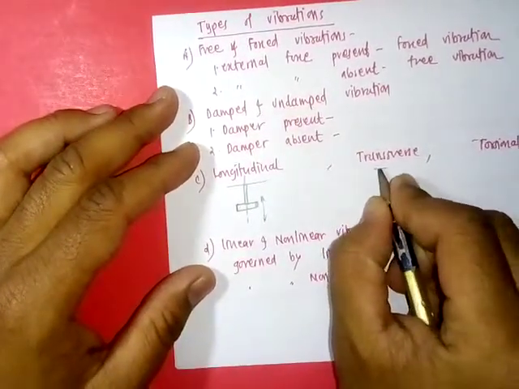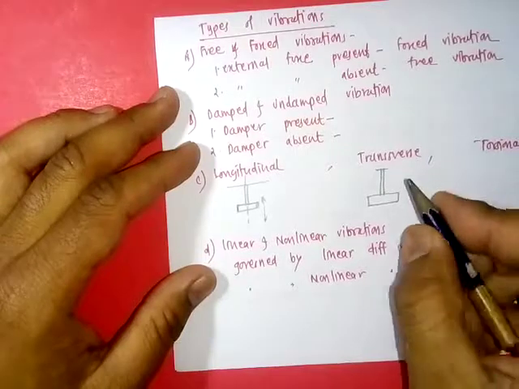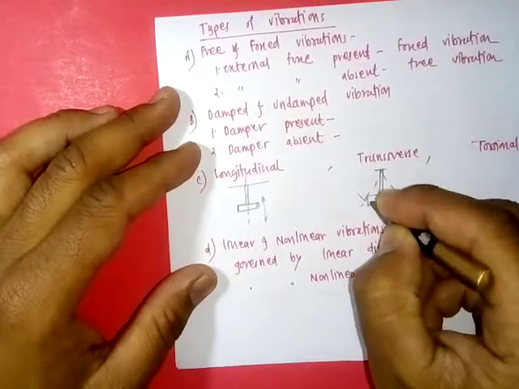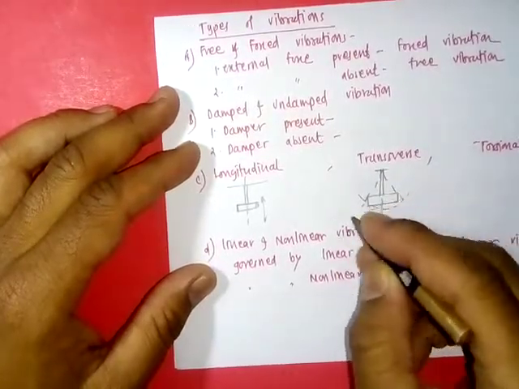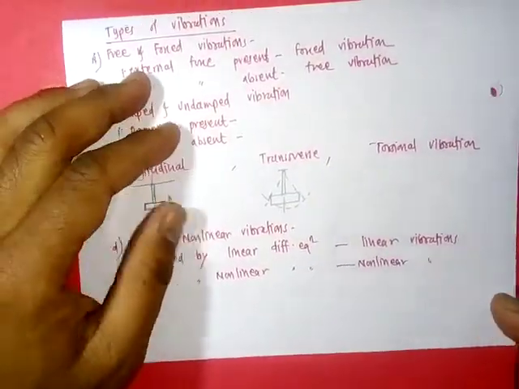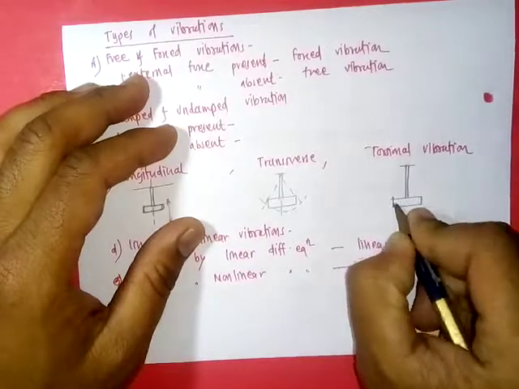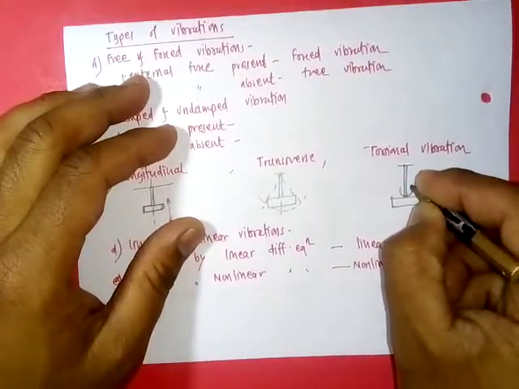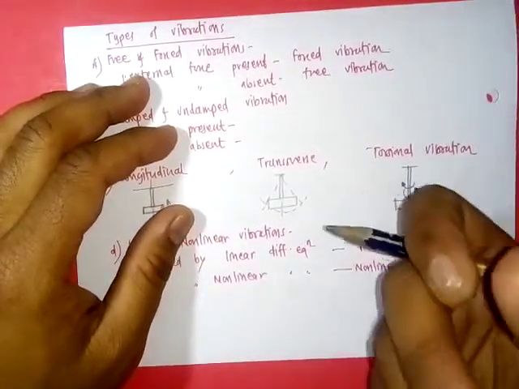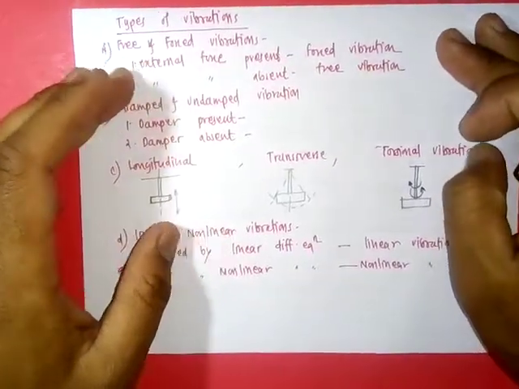In case of transverse, again this is the system, shaft and mass. If the body vibrates transverse to this axis, it means in this direction, then the vibrations are called transverse vibration. In case of torsional, suppose again the same diagram, but here the rod gets twisted in this and this direction alternately, that means clockwise and anti-clockwise directions, then the vibrations are called torsional vibrations.